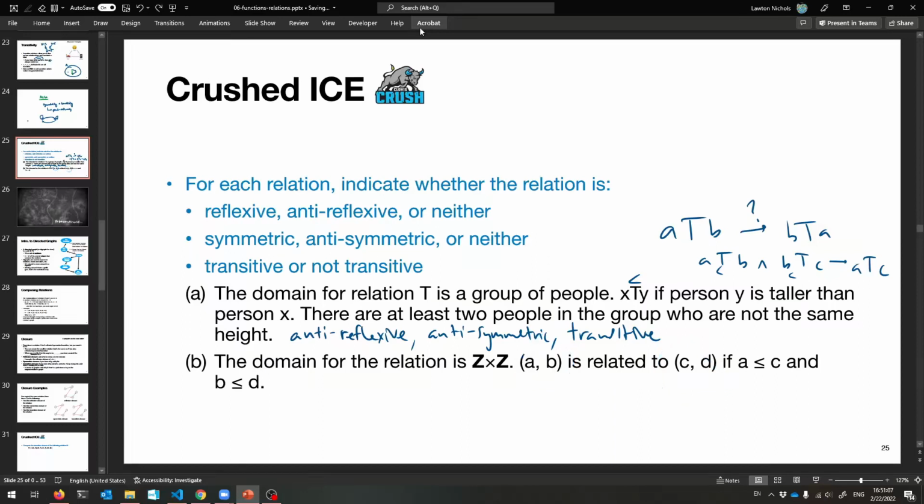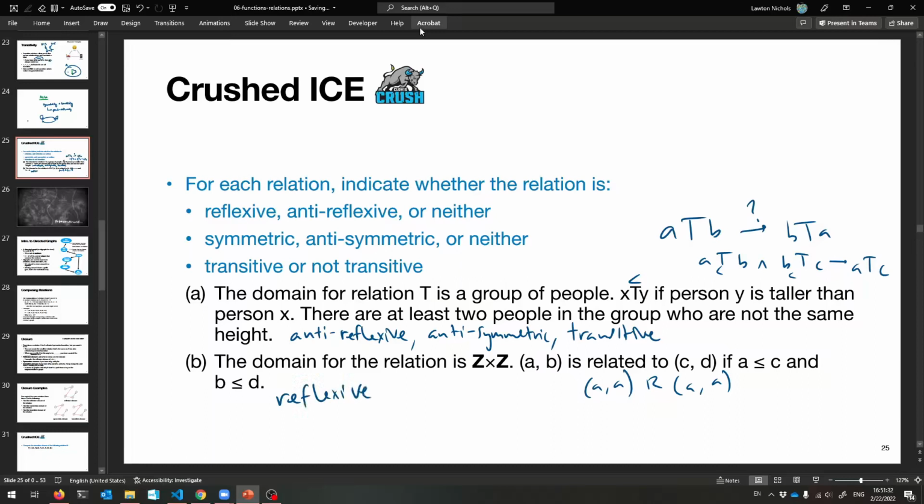So let's see what that means. Is this a reflexive relation, or anti-reflexive, or neither? So what does this mean? Is it true that the pair A, A is related to A, A? So let's check the definition. Is A less than or equal to A? Yes. Is A also less than or equal to A? Yes. So this is a reflexive relation.